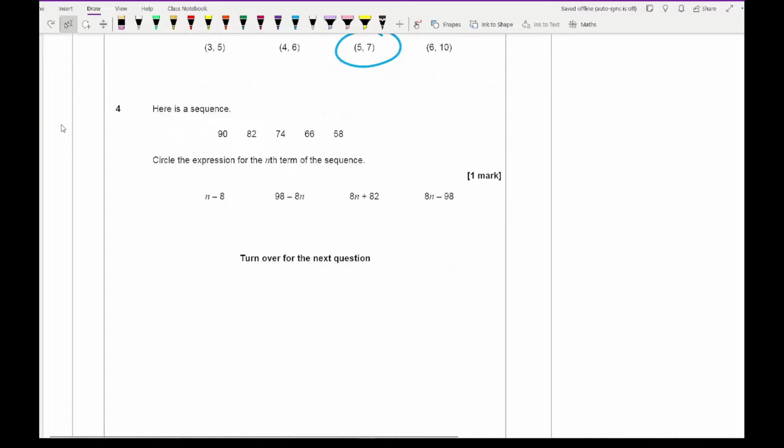Then for question 4, it says here is a sequence, and we've got a linear sequence, and we just need to work out the nth term. So again, work out the difference, so subtracting 8. And then what do I need to do to get from 8 to 90? Well, I need to add 98. So I'm looking for minus 8n plus 98. So negative 8n and a positive 98, which gives me the second option.